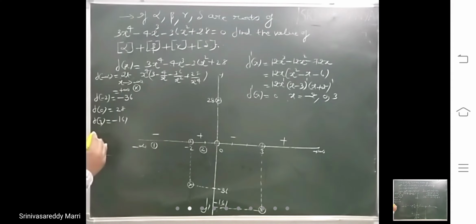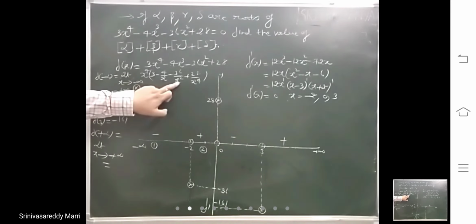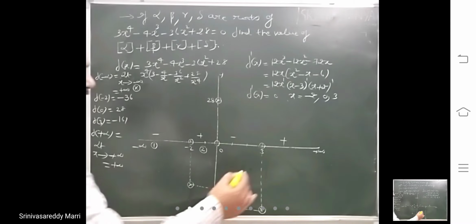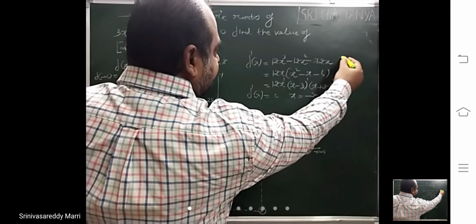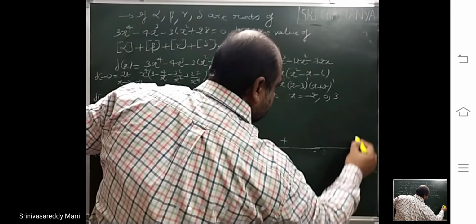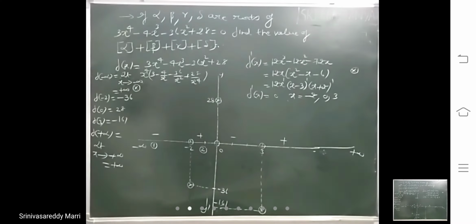Next, f of +infinity. Look, I am writing. +infinity means the limit extends to +infinity. Whenever infinity is there, you have to calculate the limit. Look here: at +infinity this will become 0, this will become 0, this will become 0. 3 into +infinity means +infinity. At +infinity, the graph will be somewhere above, completely above, like this. Maximum. Look at how I am drawing the graph.